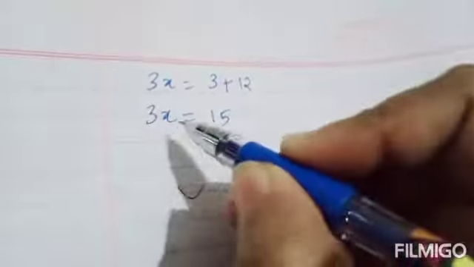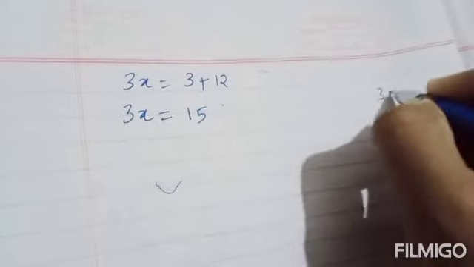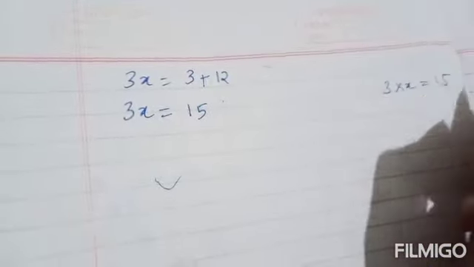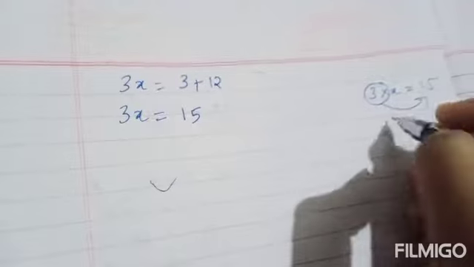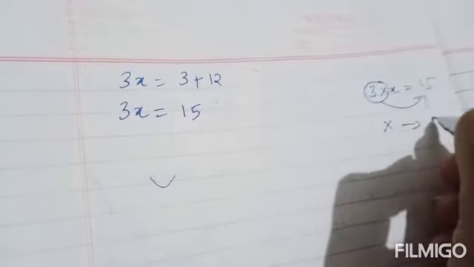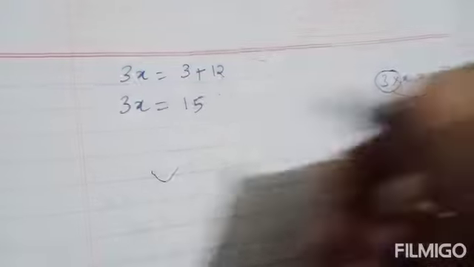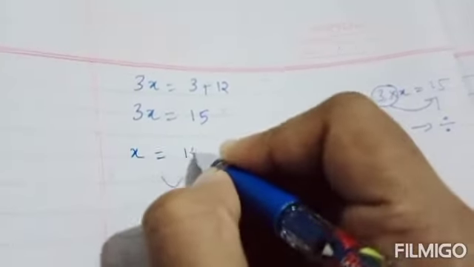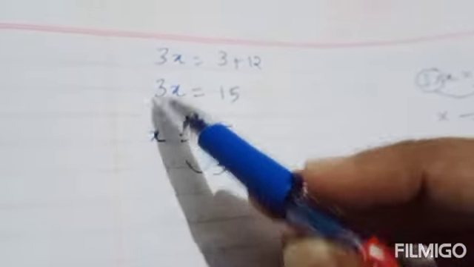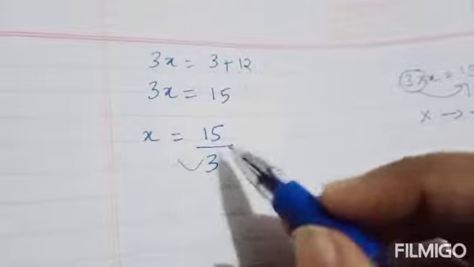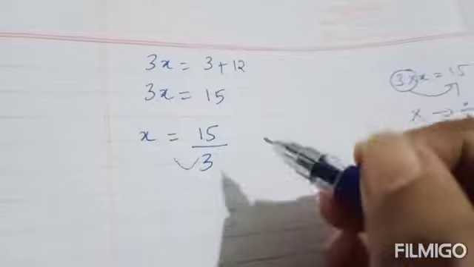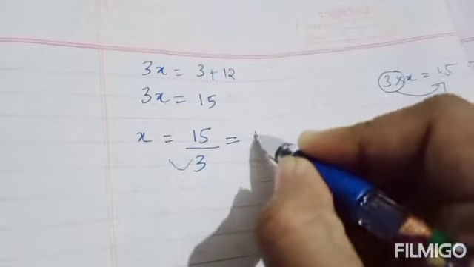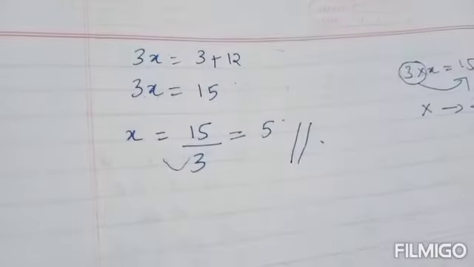Now 3x equal to 15 means 3 into x equal to 15. So from this you are taking this 3 to the other side. Multiplication on taking to the other side will become division. So x equal to 15 divided by 3, since here 3 into x is coming. That is 15 by 3, it is 5. So x equal to 5 is the answer.